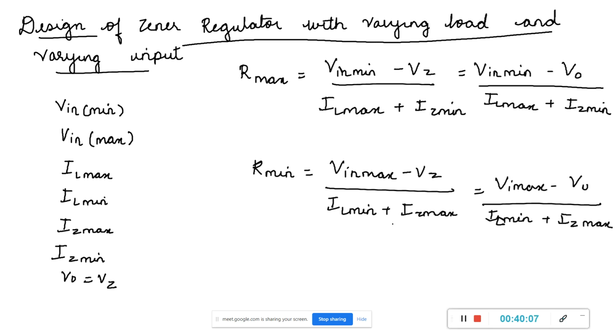So the value of the current controlling resistance in the Zener diode, we have shown by using these two equations. Okay, so this is about the Zener diode with varying load and varying input.